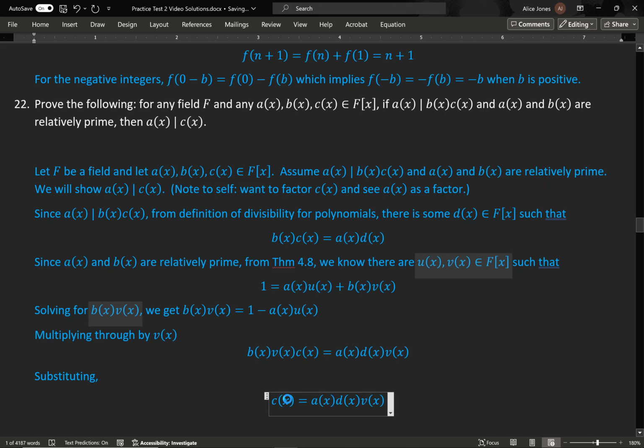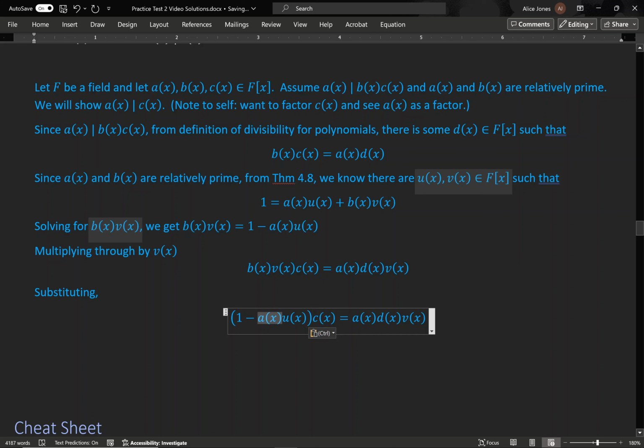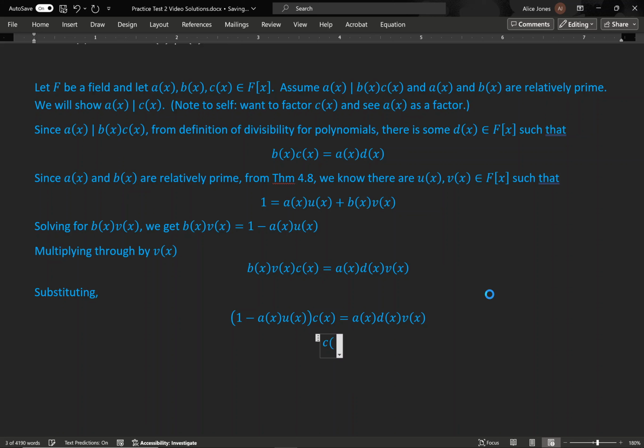Okay, so my goal here was to get 1 times c of x, and it didn't exactly do it, but I got 1 times c of x minus some other stuff, so I got closer to having 1 there. Do you see what I was doing here? Hopefully. So at this point, you ask, how close am I to the goal? I want to factor c of x and see a of x as a factor. Well, actually, we're really close because this has an a, and this has an a. So if I expand this, I get c of x minus a of x u of x c of x.